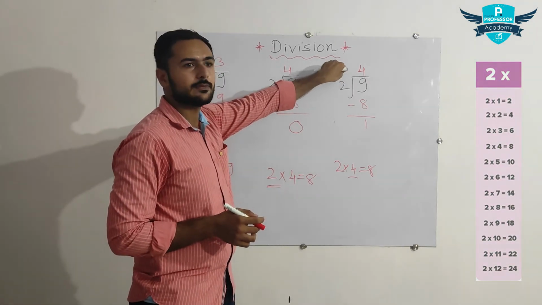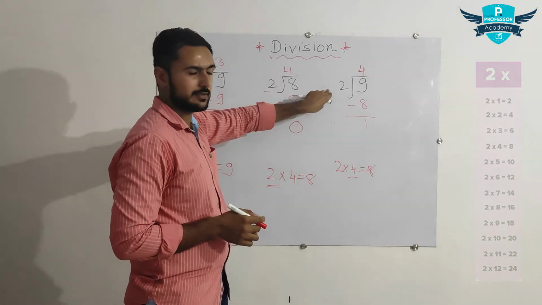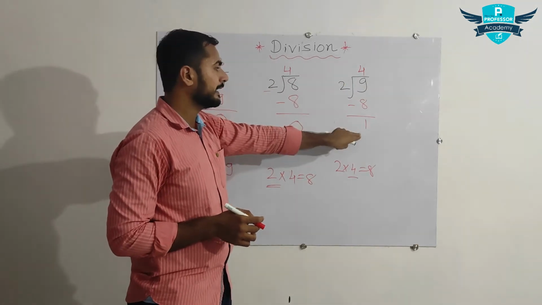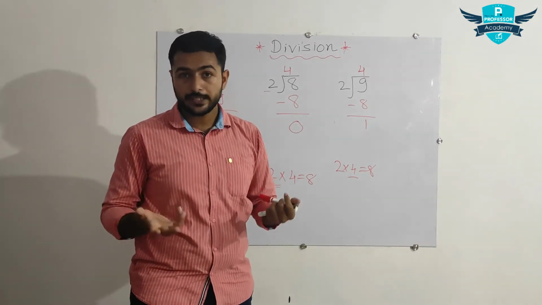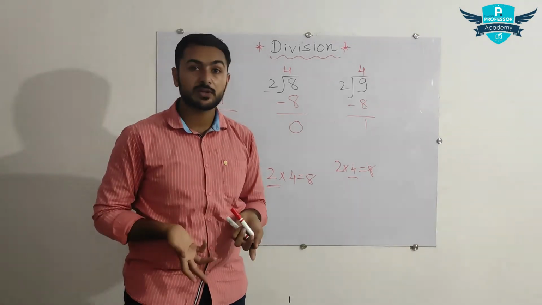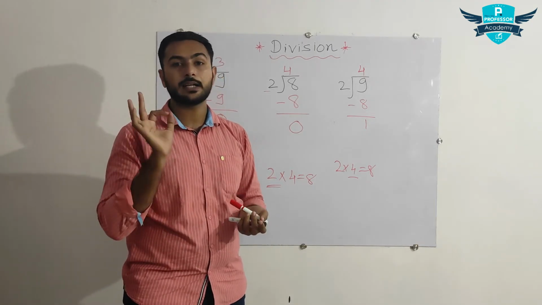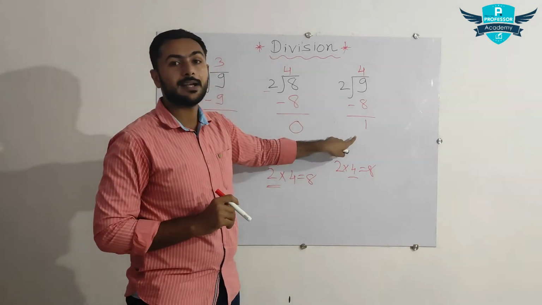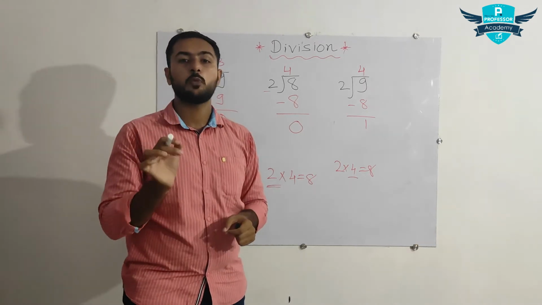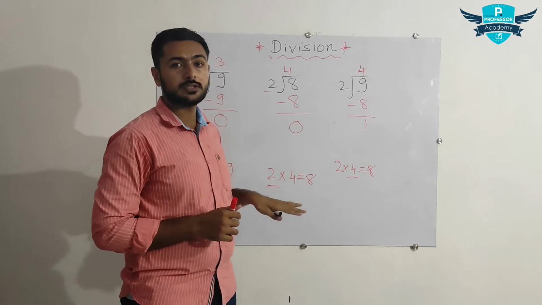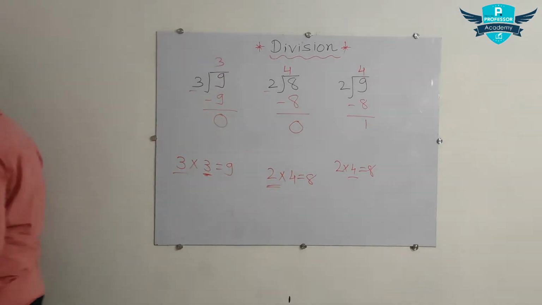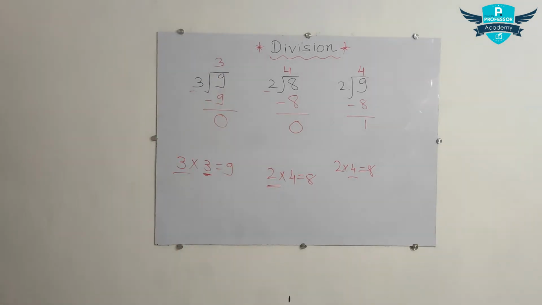So quotient is 4, 2 is the divisor, 9 is the dividend, and here 1 is the remainder. Sometimes you can get remainder 0 as well as other numbers, so don't worry, but the condition is that whatever remainder you get, it should be smaller than the divisor. Okay, pause the video and note this down.